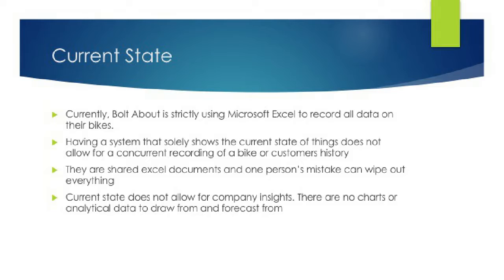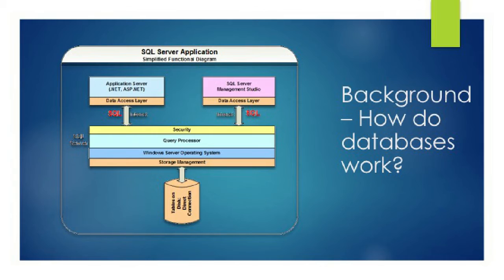Boltabout is strictly using Microsoft Excel to record all data on their bikes. By having a system that solely shows the current state of things, they do not allow for a concurrent recording of a bike or customer's history. Since Boltabout is using shared Excel documents which are updated in real time on the internet, one person's mistake can wipe out everything. Using the current state also does not allow for company insights. There are no charts or analytical data to draw from or forecast from.